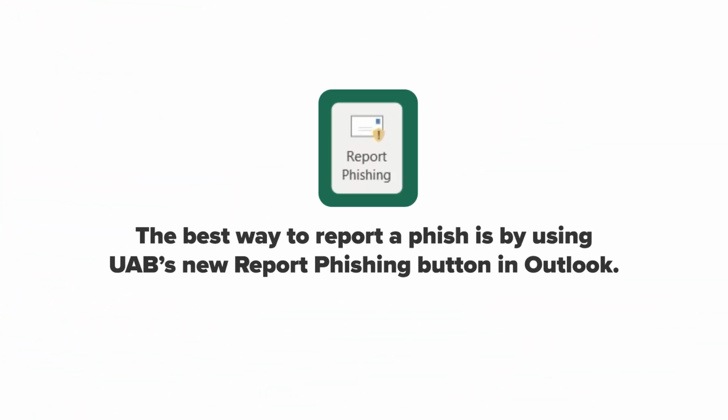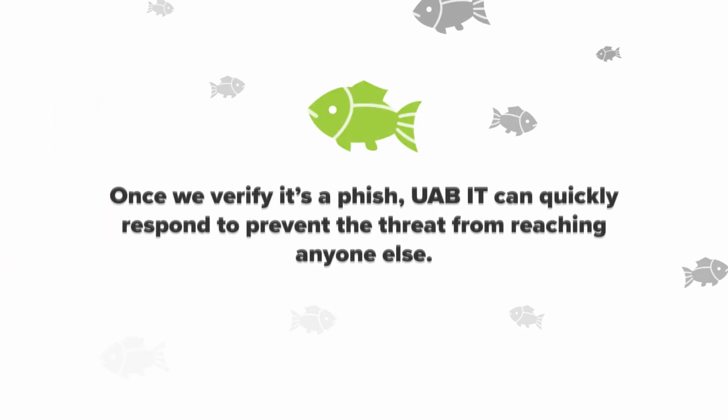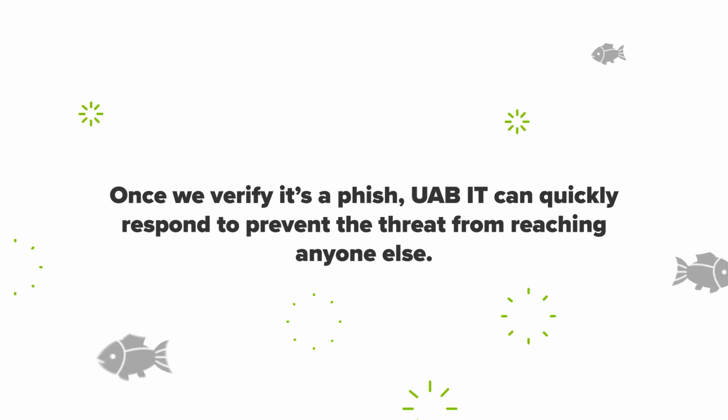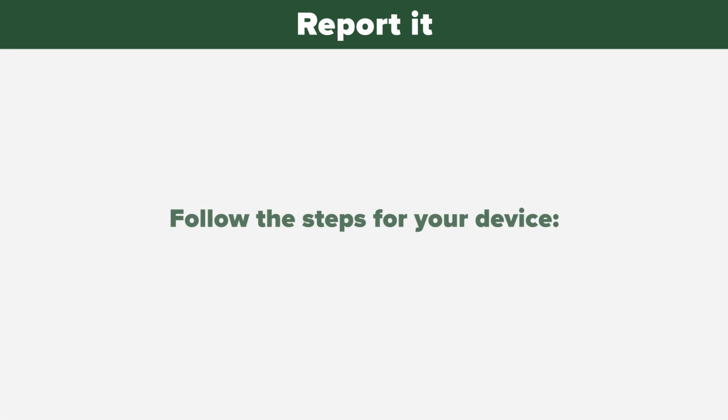The best way to report a phish is by using UAB's new Report Phishing button in Outlook. The button's location may vary depending on the device you are using. Once we verify it's a phish, UAB IT can quickly respond to prevent the threat from reaching anyone else. Report it by following the steps for your device.